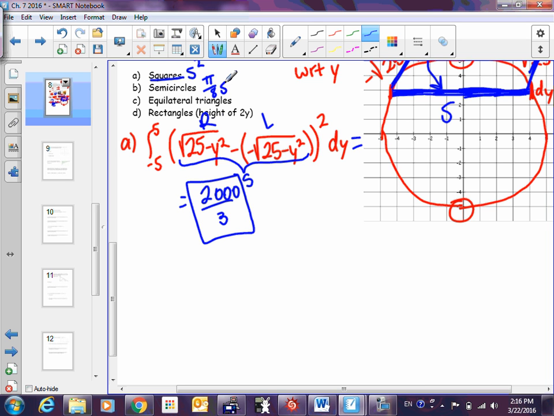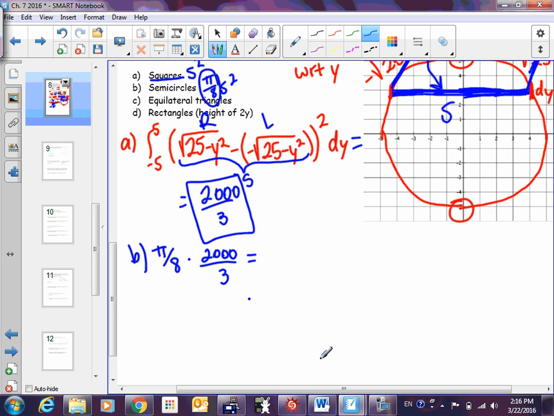Pi over 8 s squared. Isn't pi over 8 just a number? This is not a trick question. Yeah, it is, right? And what do we do with integrals and numbers? Where can we move that number? Into the front. So you can just type that in, just like that.